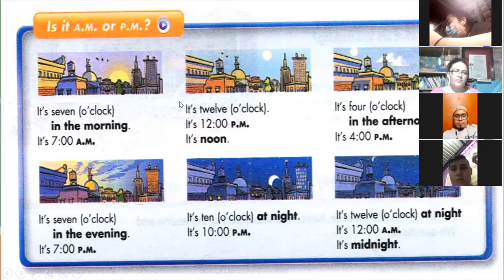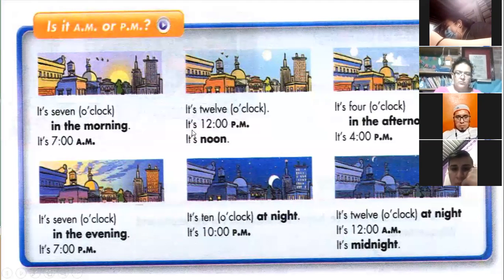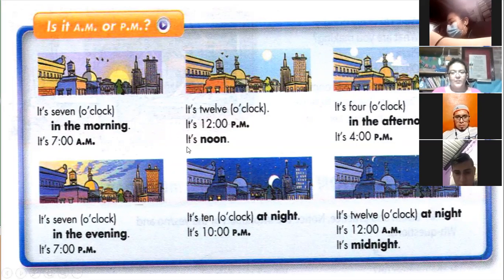That's it. The second one, my friends, is it's 12 o'clock. The other option, 12 p.m. But if you don't want to say 12 p.m., say noon. It's noon. That is noon. El mediodía, exactly.